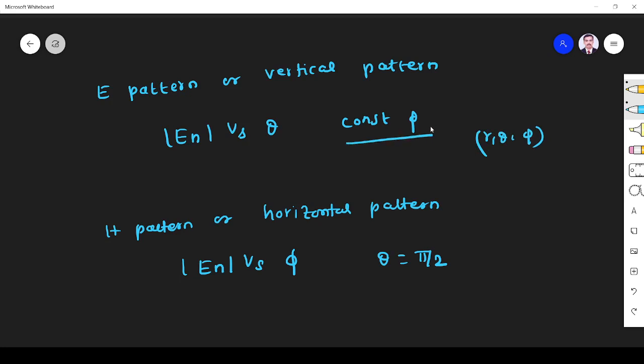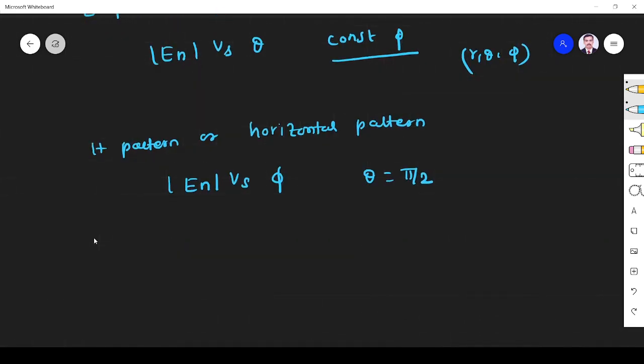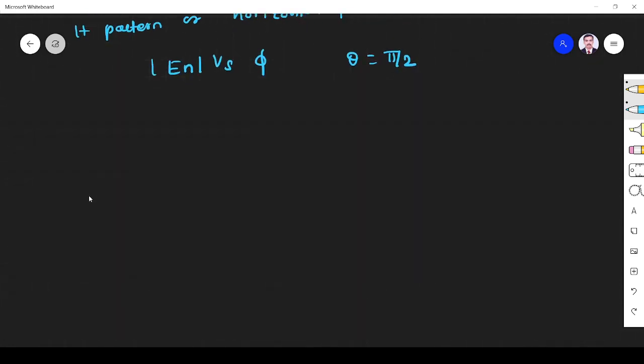Here, for constant phi, if you draw the radiation between E and theta, that is called the E pattern. The H pattern is drawn between En versus phi, where n is normalized. This is called the H pattern. So these are the two types of pattern available. Next, we should know the radiation characteristics.